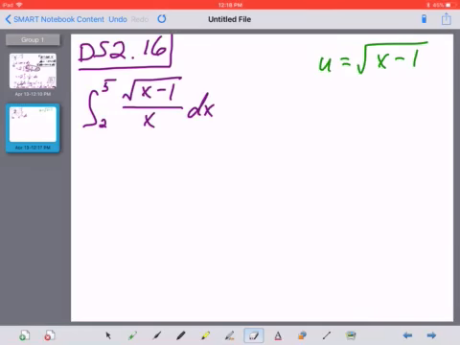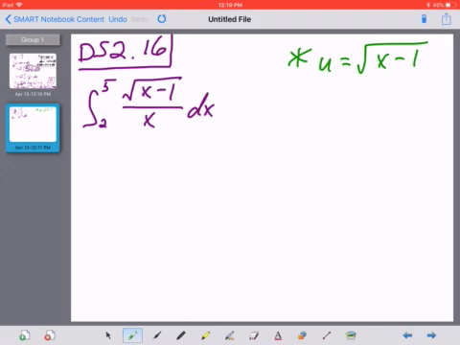DNS Exam 2, problem number 16. In this one, they tell you right off the bat, this is actually the first thing here, that if the substitution u is equal to the square root of x minus 1 is made, so we're actually starting with that, then this integral right over here on the left, the integral from 2 to 5 of the square root of x minus 1 over x with respect to x, is equal to, and they don't actually want us to evaluate this integral, they just want us to make the substitution.